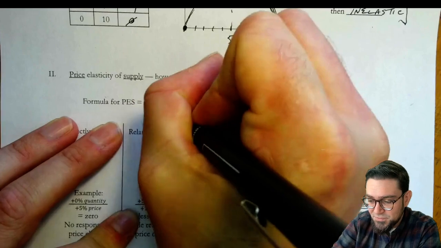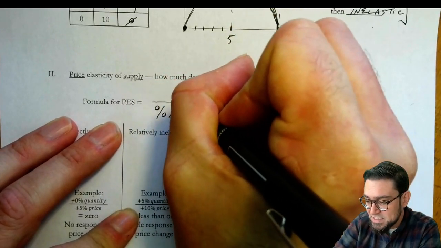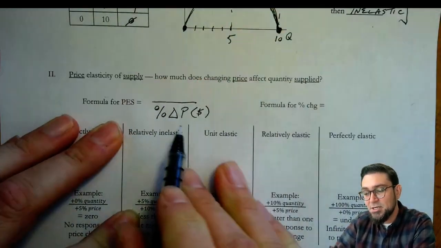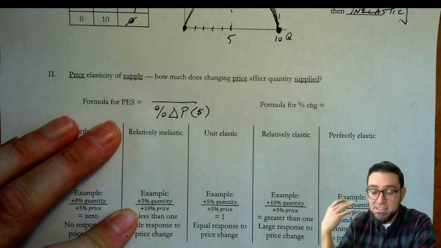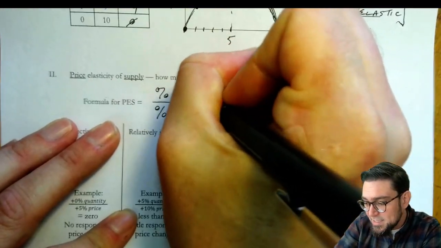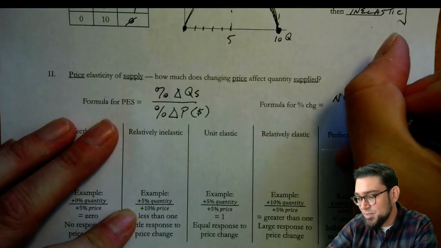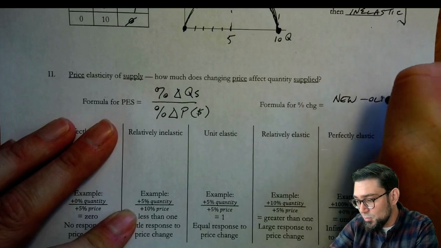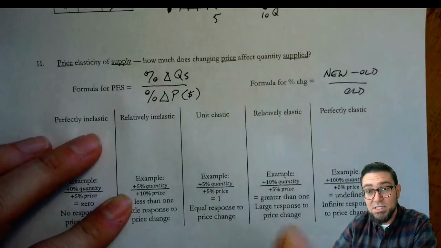As I told you in the first video, it's the percent change in the price, and that's dollar denominated, so that's going to go in the denominator, right? And the percent change in quantity supplied is what's going to be in the numerator. And just remember, we've got new minus the old over the old to figure out percent change.